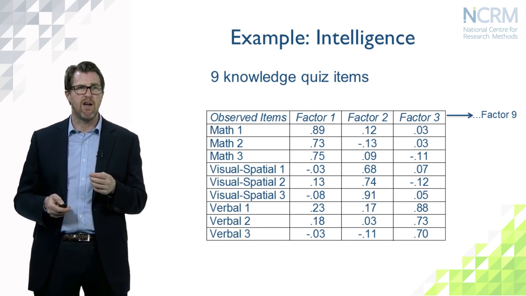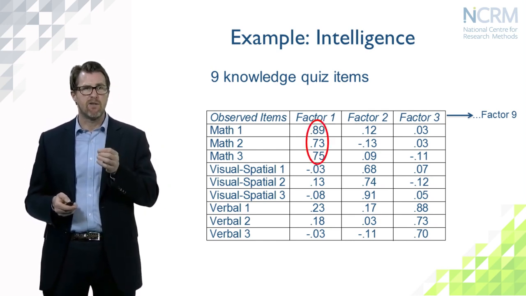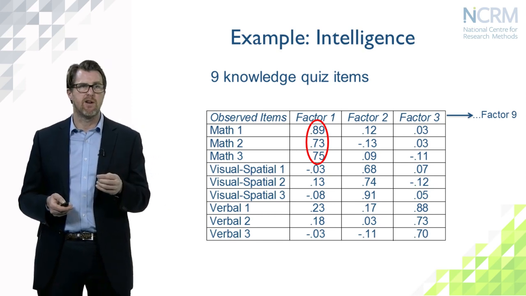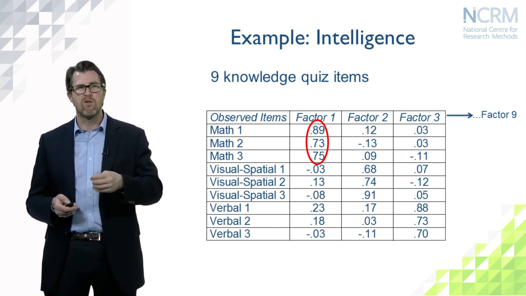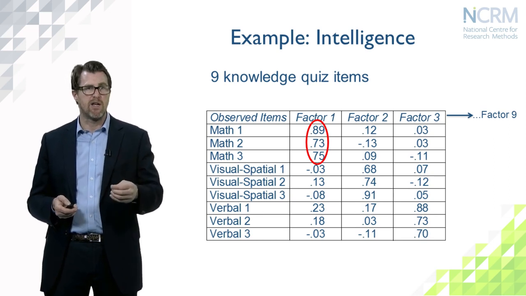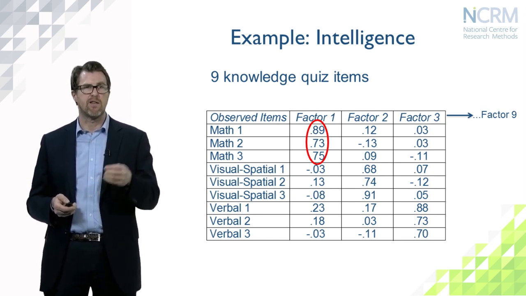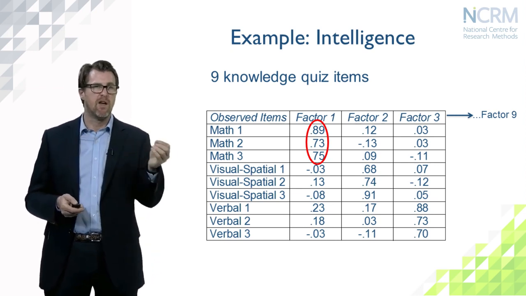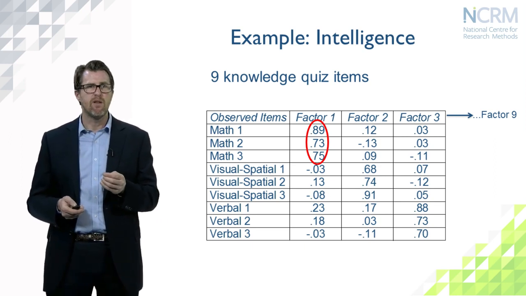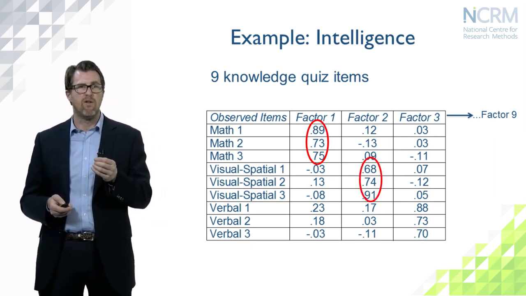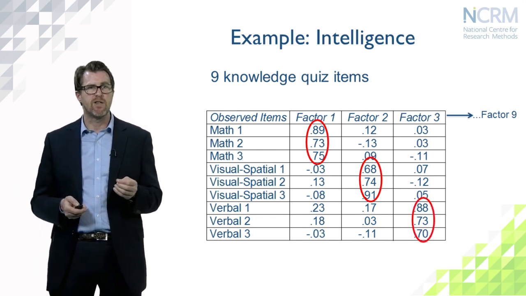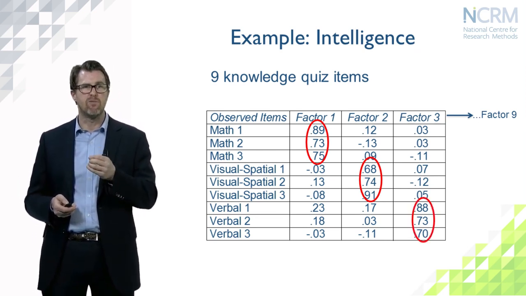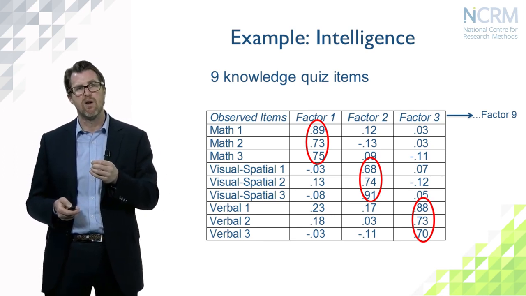So if we look first at factor 1, we can see that the factor loadings or the correlations are high between factor 1 and the observed items, which are measuring mathematical ability. So this is saying that the higher your score on factor 1, the more likely you are to get the item math 1 correct. There's a high correlation between your score on the factor and your score on the item. For factor 2, there are high loadings on the visual spatial items and low loadings on the other items. And for factor 3, we see this other pattern where it's the verbal items that have a high score and low scores on the other.